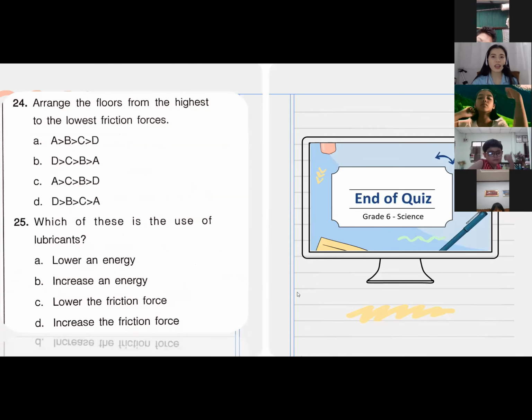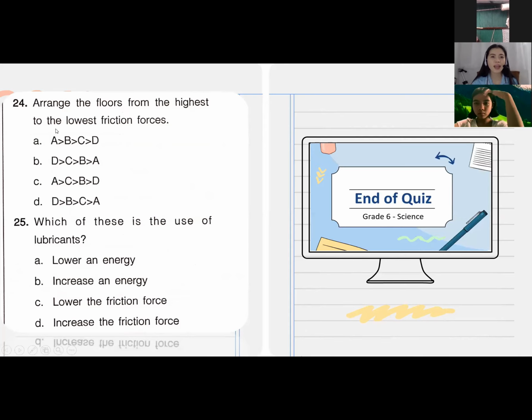Okay, for number 24, class, arrange the floors from the highest to the lowest friction force. Highest to the lowest friction force, from the roughest surface to the smoothest surface. Okay, so look at the illustration in your book. From the highest friction to the lowest friction, that means from the biggest number to the lowest number.